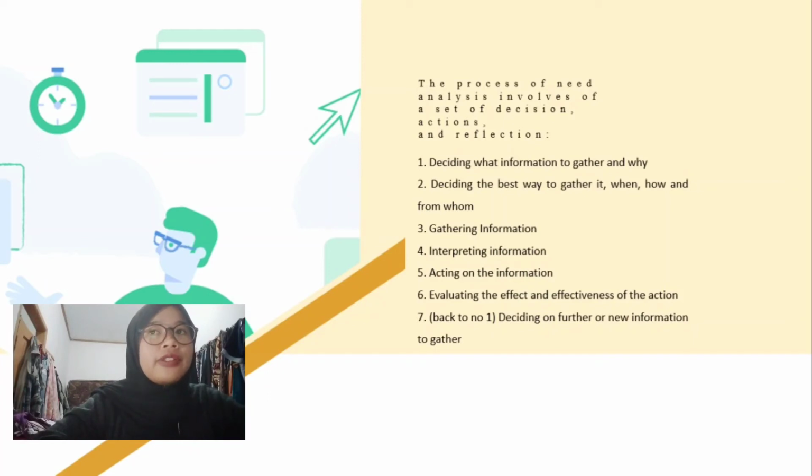So after hearing this, you can conclude that there are some key words or key points that you can remember. First is to gather information. Gathering information, and the effectiveness of the action itself, and interpreting information.